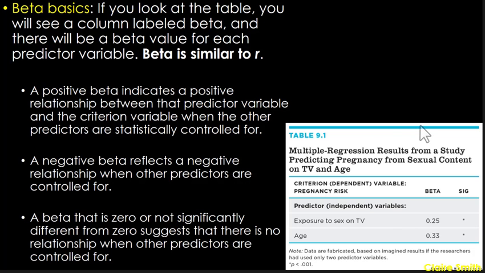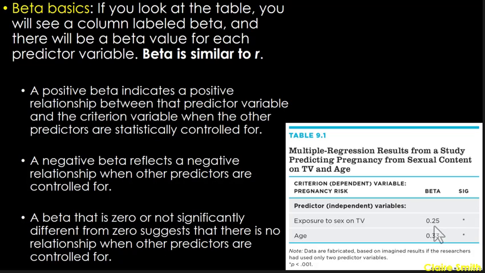So what is the beta? If you look at this table again, you'll see the beta column. Sometimes it's denoted with the Greek letter beta, like a B with a long bottom stem. Beta is used in multivariate correlation studies, and it's very similar to an R value, right?